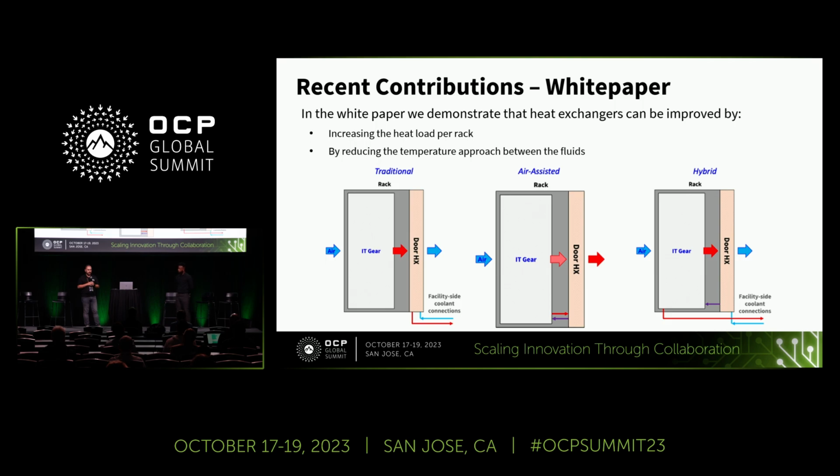Like I said, increasing the power and the performance of the rack is possible by increasing the performance of the reactor, and we are able to do that for these three scenarios: for the traditional reactor, for the air-assisted unit, and the hybrid solution. As well, we can also increase the power of the rear door. It is also possible to reduce the approach temperature in case you want to increase the temperature of the facility water.